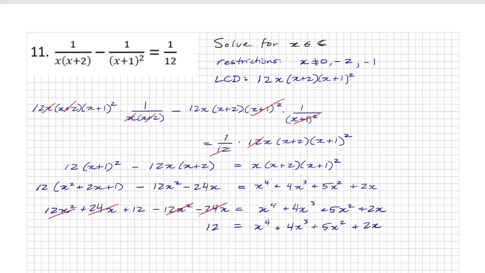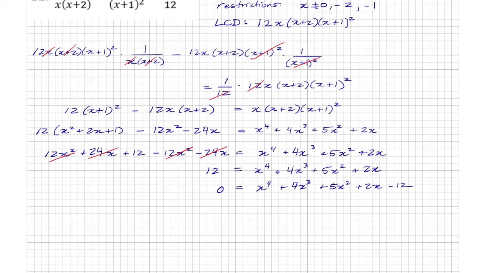Okay, so here we go. I've got the 12 on the left side, and then I still have this quartic on the right side. Recall that to solve a polynomial equation, one side has to be equal to 0. So now I have this quartic on the right side over here, and I have it equal to 0.